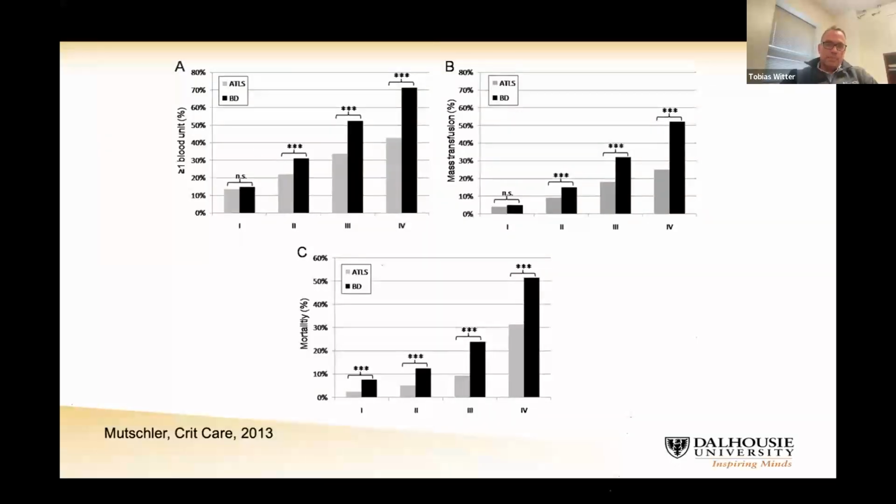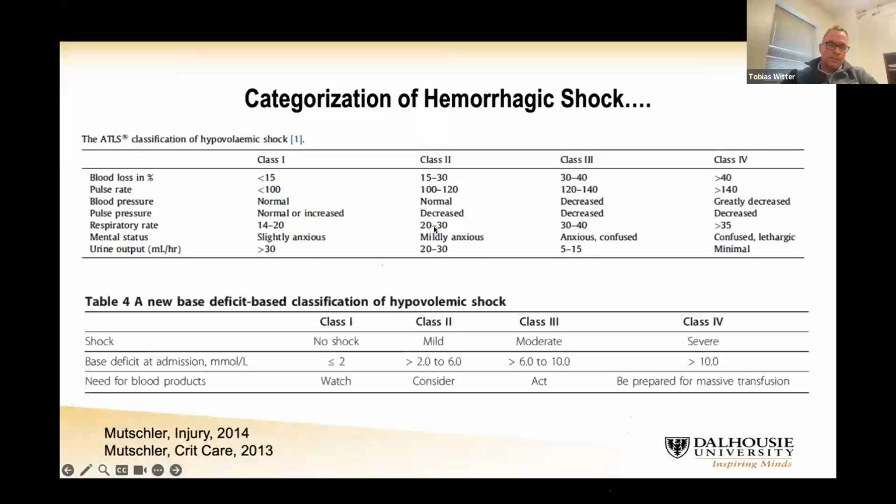More helpful than that might be base deficit, because base deficit is an expression of the metabolic demand that we have, and in this case, metabolic acidosis. And there's a strong correlation between base deficit and units of blood being used, or massive transfusions, and mortality. So Mutschler proposed a new base deficit-based classification of hypovolemic shock or hemorrhagic shock, based on the extent of deviation of the base excess from normal, which again physiologically makes probably more sense than the classification above.